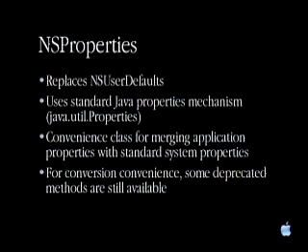NS properties, as I mentioned earlier, replaces NS user defaults. It's basically a wrapper to the standard Java properties mechanism, which you can see defined in Java util properties. It's a convenience class for merging application properties with standard system properties with framework properties and all that kind of lovely stuff. For people who are converting, a lot of the methods that were on NS user defaults are still around on NS properties.